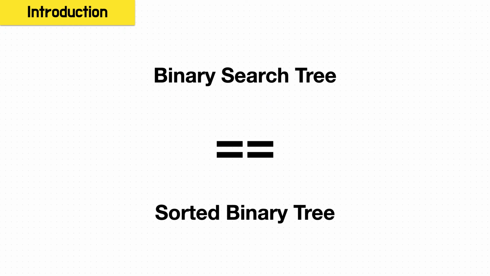So when we say binary search tree, another definition for it is saying it's equivalent to a sorted binary tree. So all the nodes in the tree are ordered. And the ordering is exactly like a sorted array, where for any node, all the items in the left subtree are going to be smaller, and all the items in the right subtree are going to be larger.